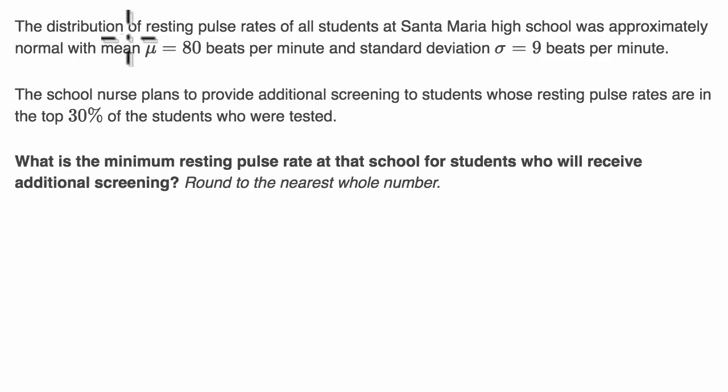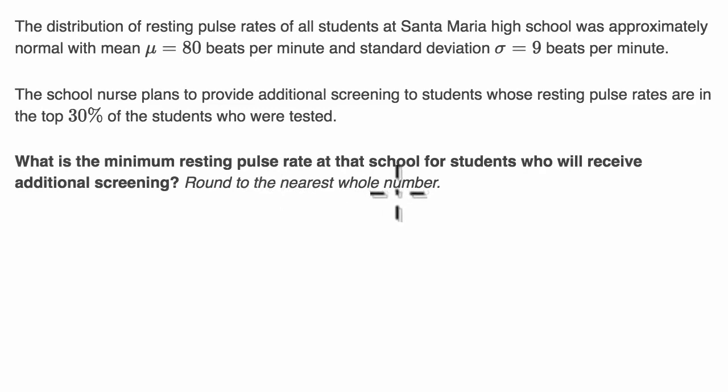The distribution of resting pulse rates of all students at Santa Maria High School was approximately normal with a mean of 80 beats per minute and a standard deviation of 9 beats per minute. The school nurse plans to provide additional screening to students whose resting pulse rates are in the top 30% of the students who were tested. What is the minimum resting pulse rate at that school for students who will receive additional screening? Round to the nearest whole number.